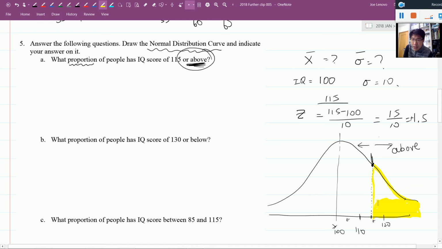You say, I don't understand. How can I find out the percentage of it? The percentage of it is not that difficult to find out because we know the rules. The rules of that is 68, 95, and 99.7%.